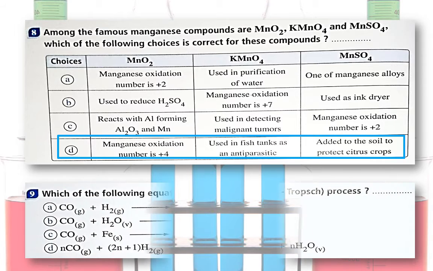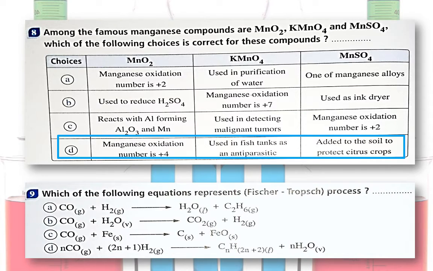Okay, another question: which of the following equations represents the Fischer-Tropsch process? Okay, we have here a compound that makes oxidation and another one that makes reduction. So here we have iron as a solid, it makes oxidation, takes oxygen, makes iron 2 oxide, and carbon as an element.